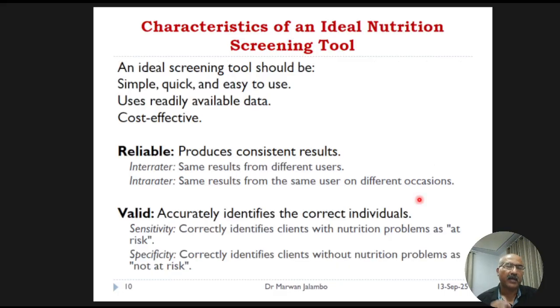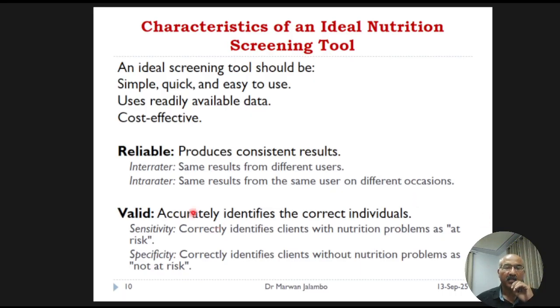Characteristics of an ideal nutrition screening tool. An ideal screening tool has several key characteristics. First, it must be simple, quick, and easy to use by a variety of healthcare providers, not just dietitians. It should utilize data that is readily available, like from the patient's chart or simple questions, and be cost effective to administer. So beyond logistics, it must be both reliable and valid.